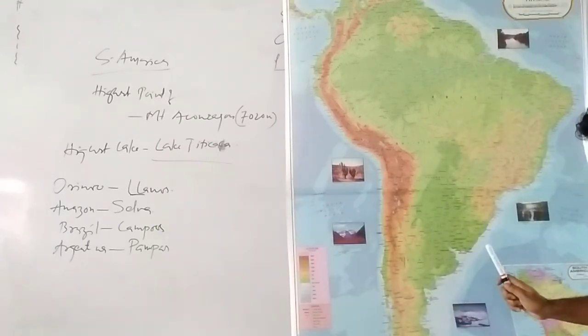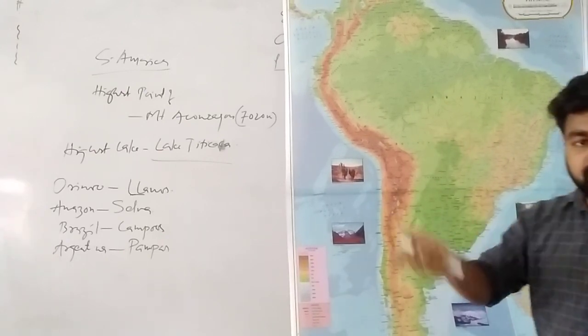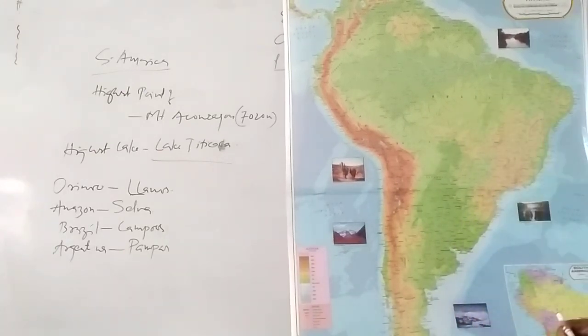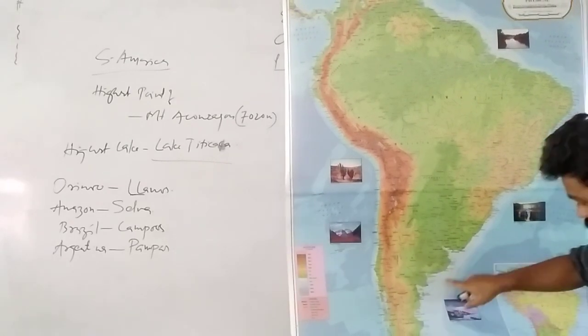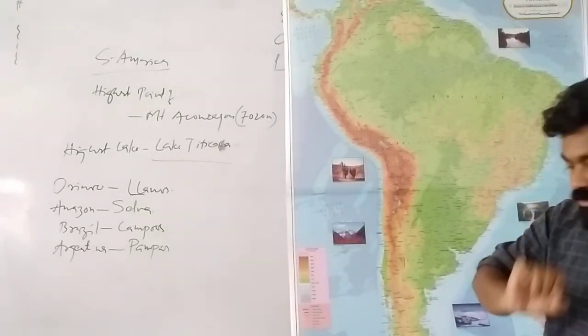This is Montevideo, this is Florianopolis, this is Rio de Janeiro. Last time the Olympics were there. Again, up to here. Again we have to discuss what is the last point of South America.